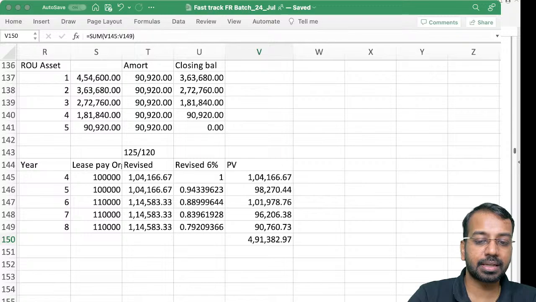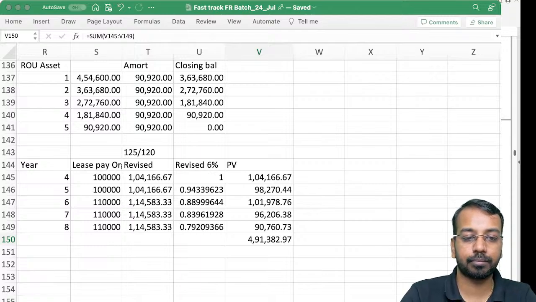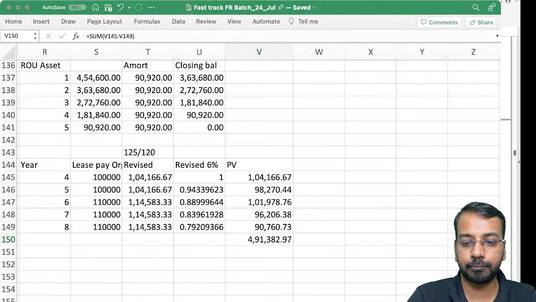Now we use the revised discount rate because we know that the option to extend will be exercised, and hence we are using the revised discount rate. Everybody clear? Very good. Very nice. Okay.